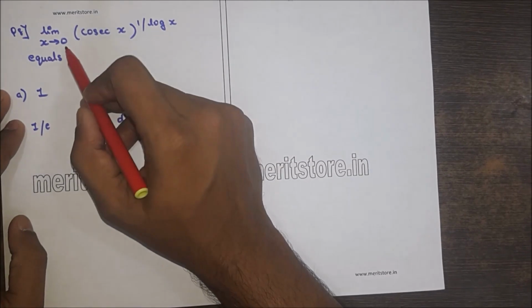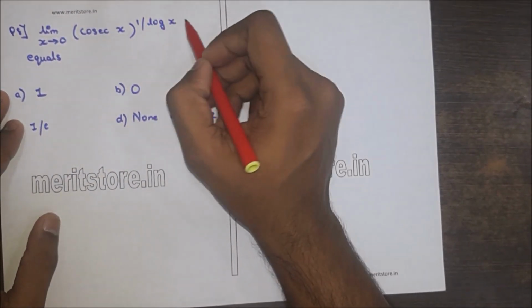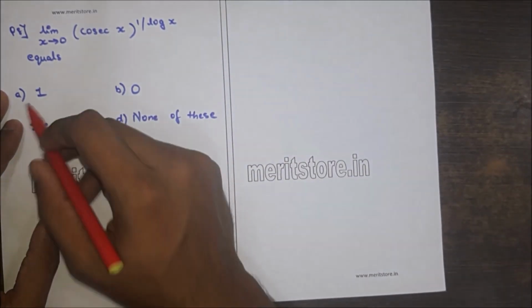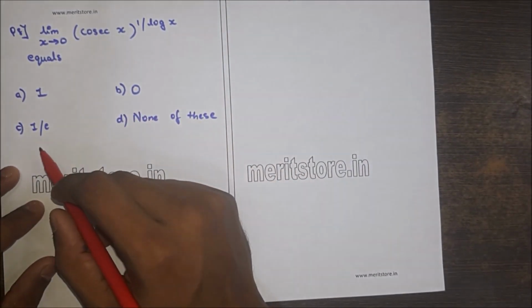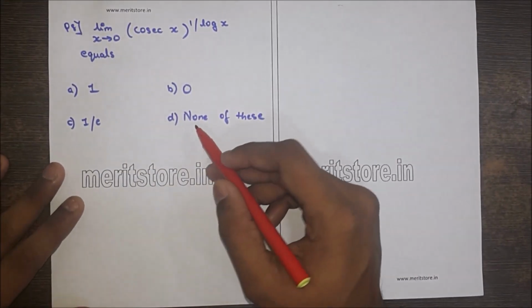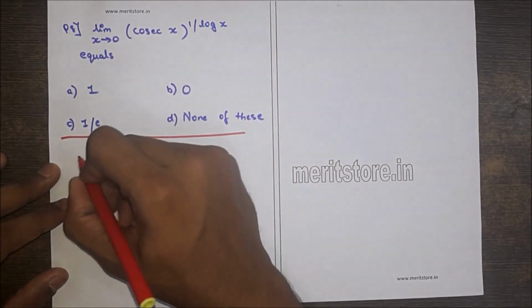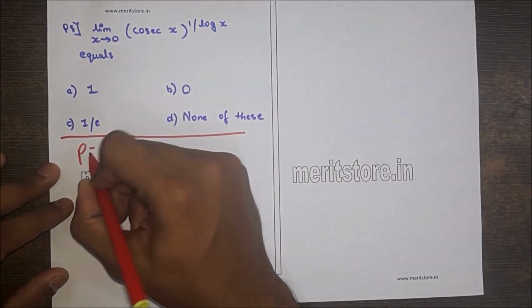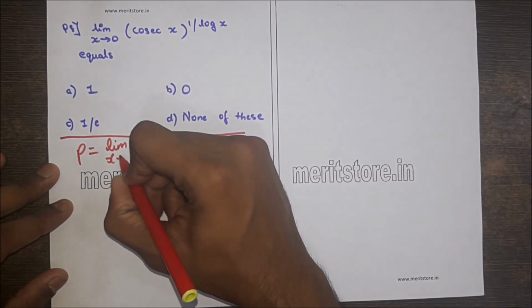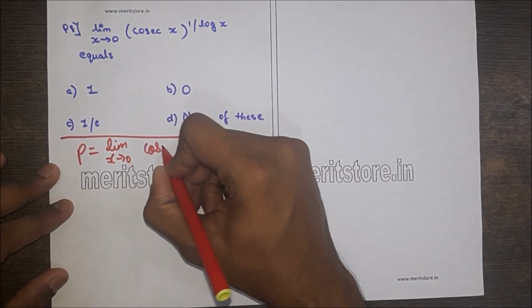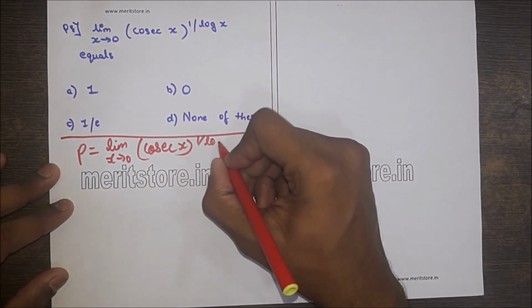Limit of x tends to 0 cosec x raised to 1 by log x equals option A 1, B 0, C 1 by e, and D none of these. What we do first is define a variable p which is equal to this term, limit of x tends to 0 cosec x raised to 1 by log x.